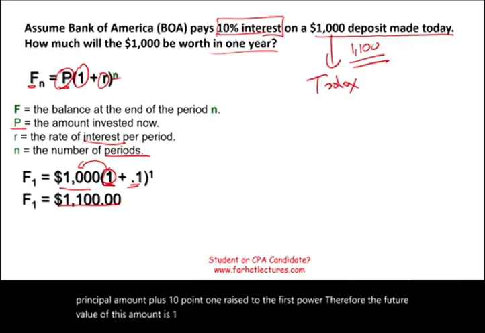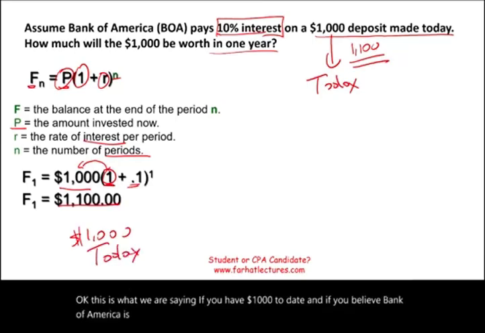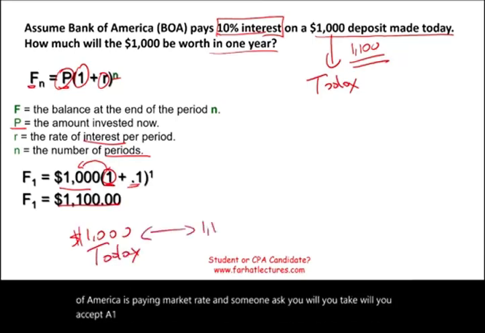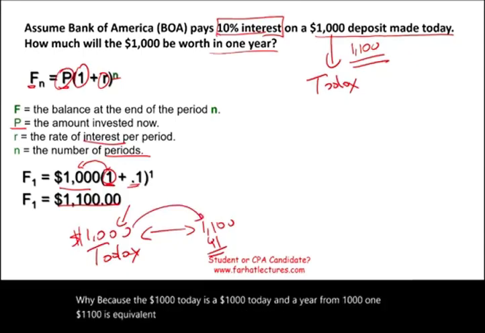So as an individual, if you have $1,000 today, and if you believe Bank of America is paying market rate, and someone asks you, will you accept $1,000 today or 1,100 a year from now? For you, it doesn't make a difference. Why? Because the $1,000 today and $1,100 a year from now are equivalent to you because you are waiting a year. You are being compensated for that wait.